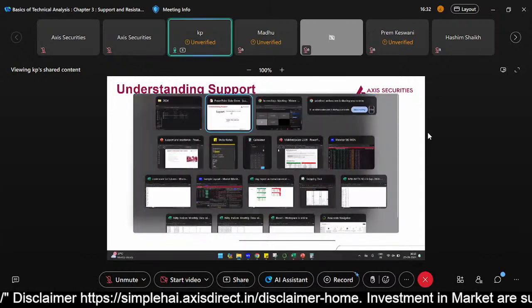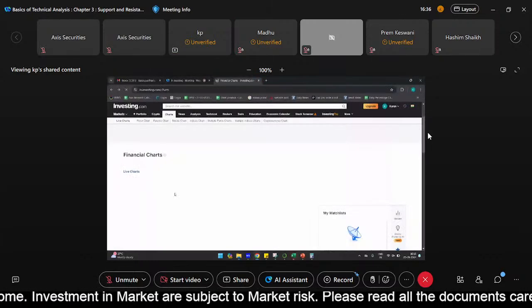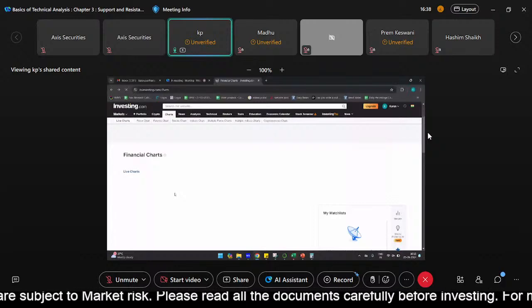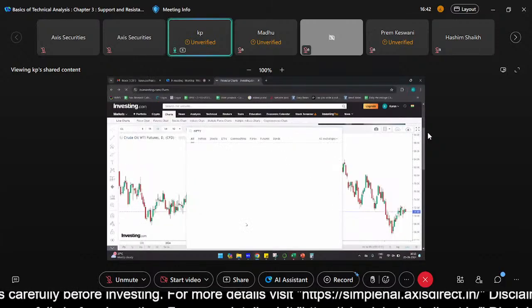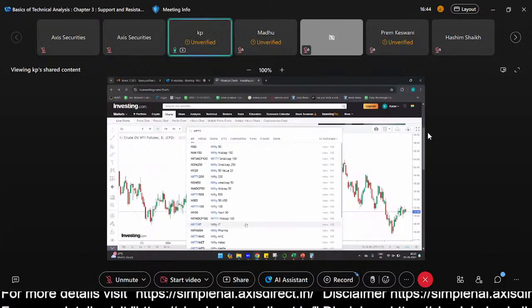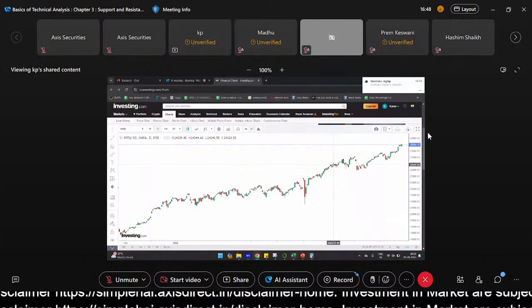So in one of the charts, let us say for example, let us take Nifty. Okay, you are analyzing the Nifty chart and you want to understand what the support and resistance is.